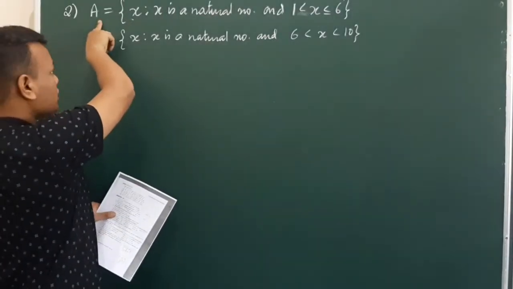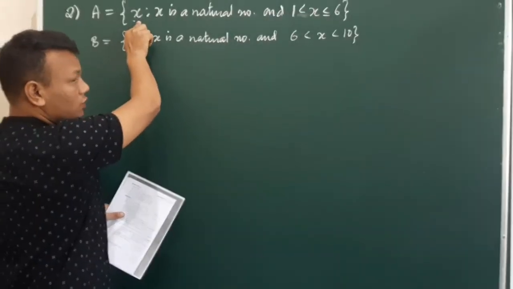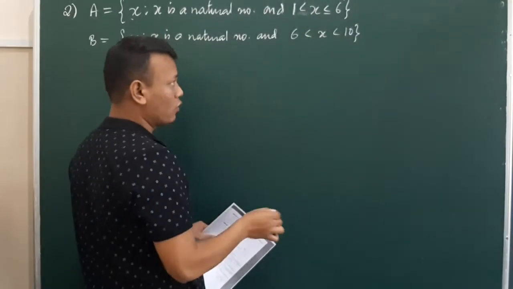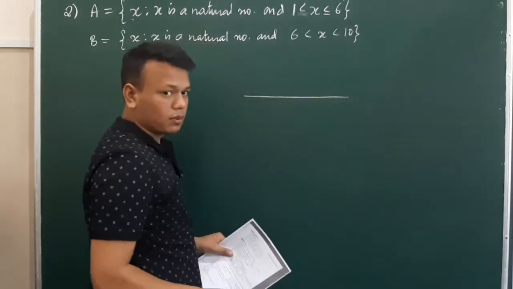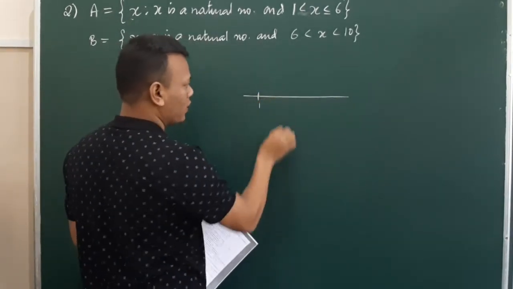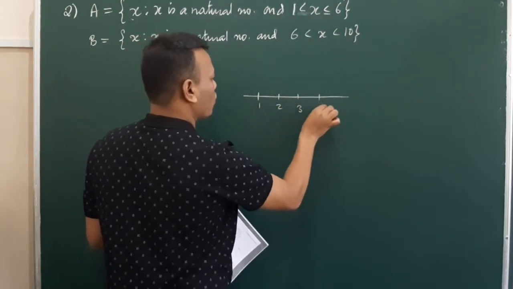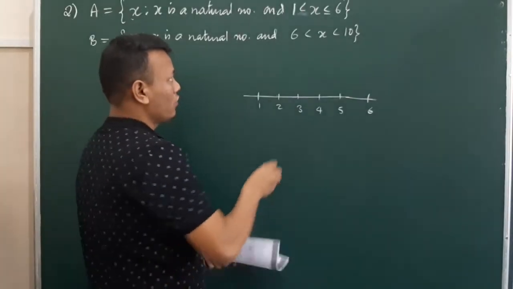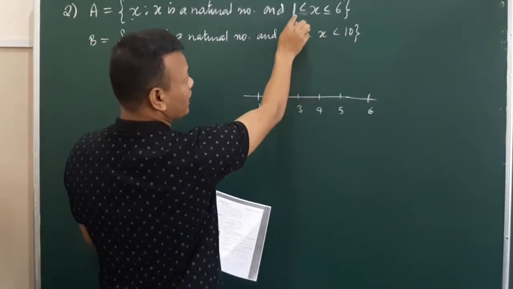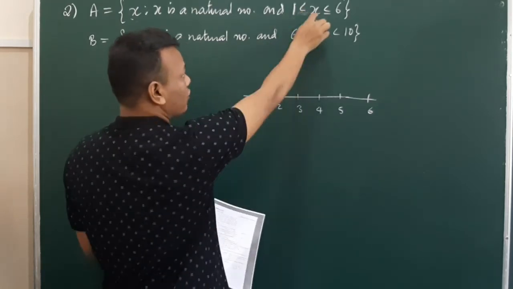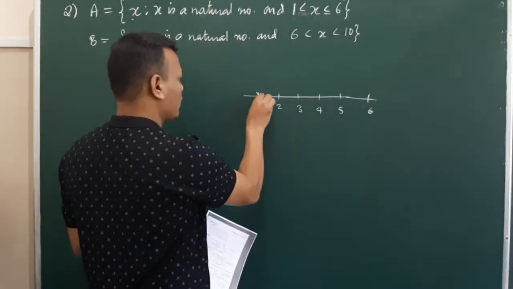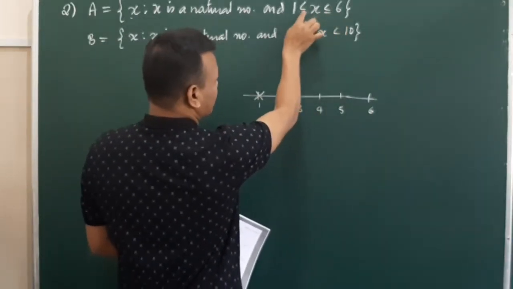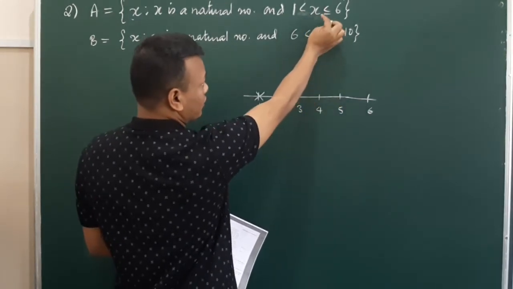So according to this, x is a natural number lying in between 1 and 6. If I want to show you this on a number line, we have 1 here, 2, 3, 4, 5, 6. Now if you see here, it is said that 1 is strictly less than x. That means the value of x cannot be 1, so this cannot be my value. Now x is greater than 1.